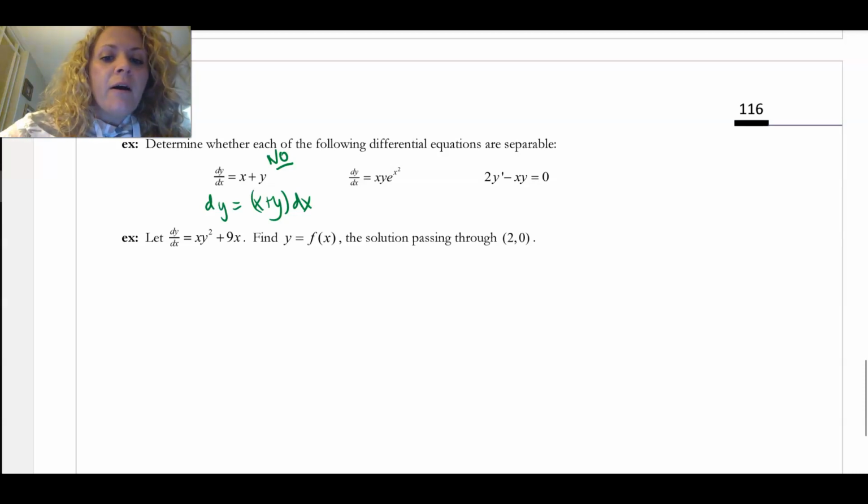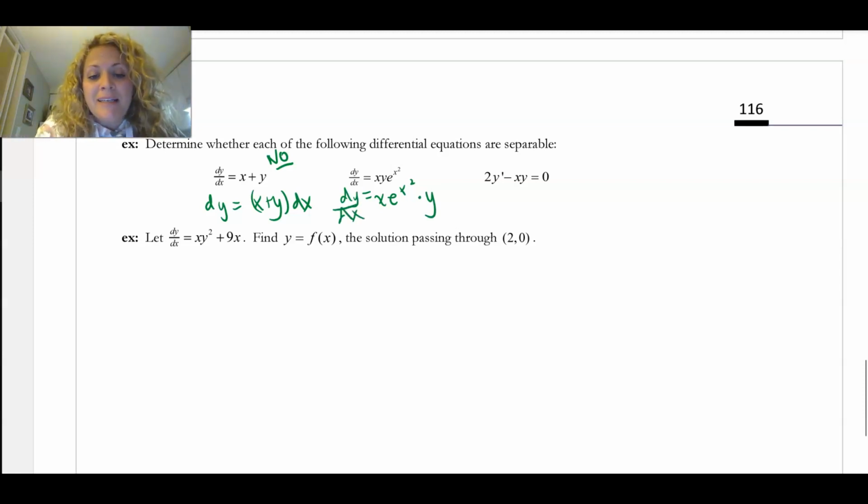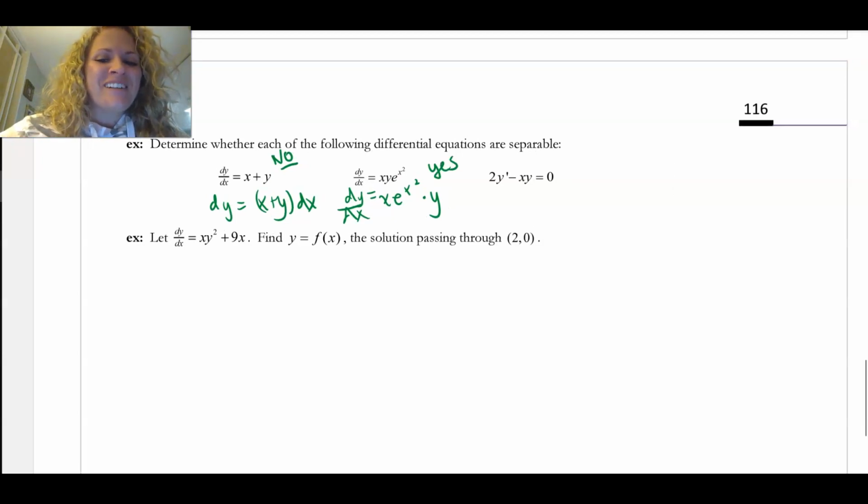So we could write our factors that involve x together. So I could think of this as x times e to the x squared times y. And when I multiply both sides by dx, I would be able to divide both sides by y, and all of my x's would be on the right and all of my y's on the left. So the middle one's a yes. The last equation is maybe a little less straightforward.